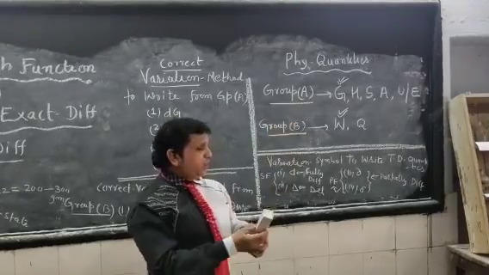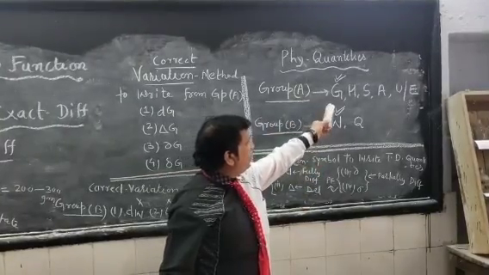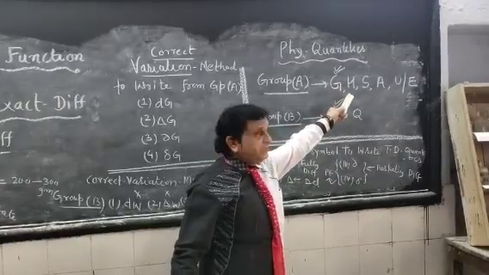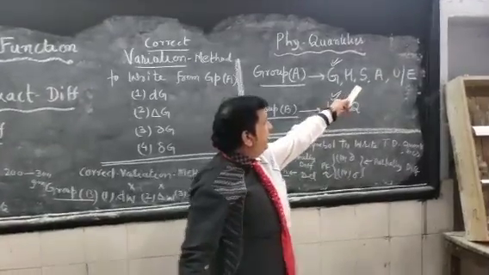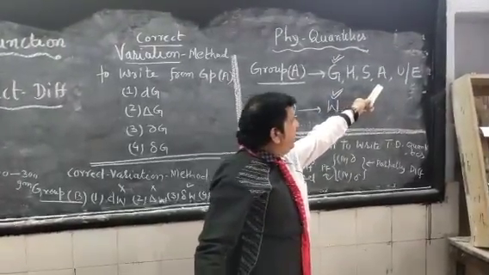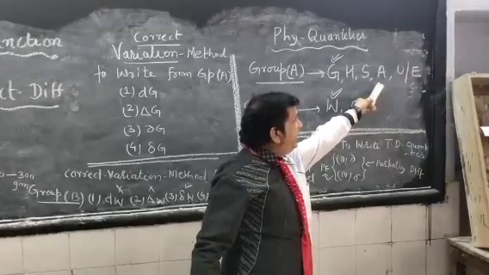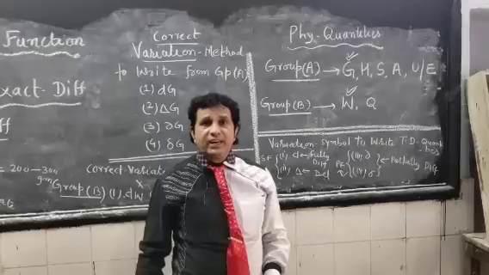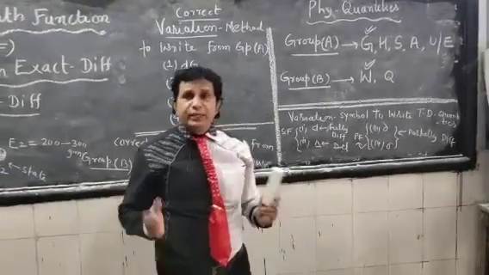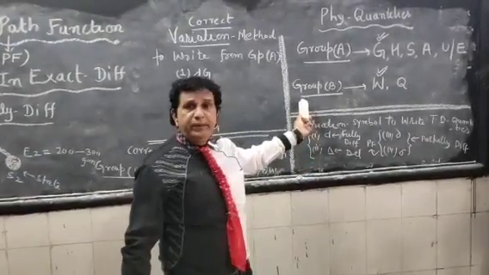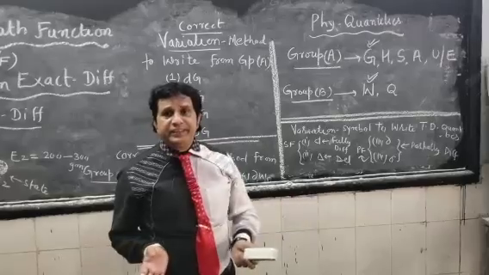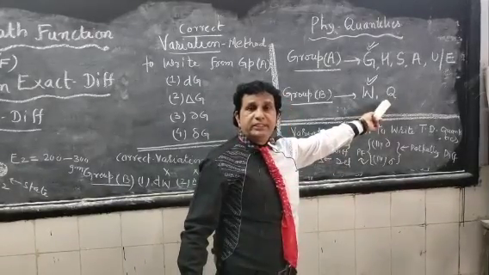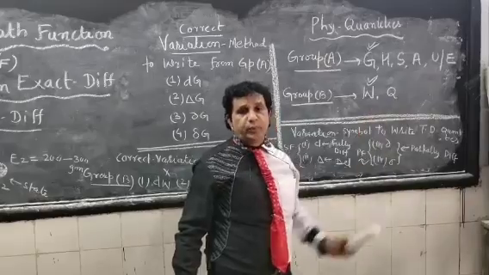Group A includes Gibbs free energy, symbolized by G, enthalpy H, entropy S, Helmholtz free energy A, and U or E, which denotes internal energy. Similarly, I include in group B two important physical quantities, that is work and heat, which is symbolized by Q.